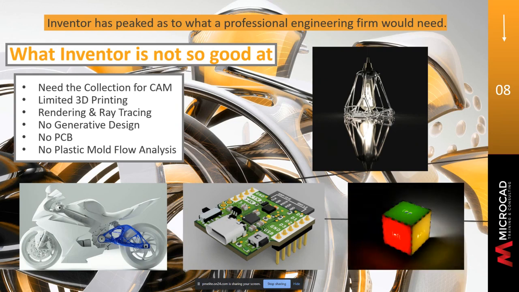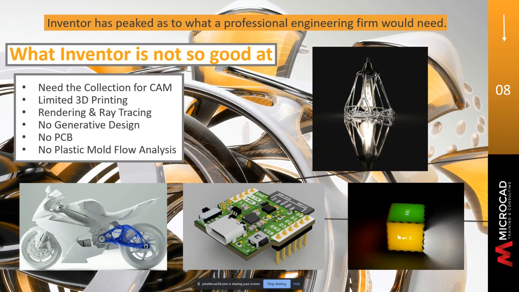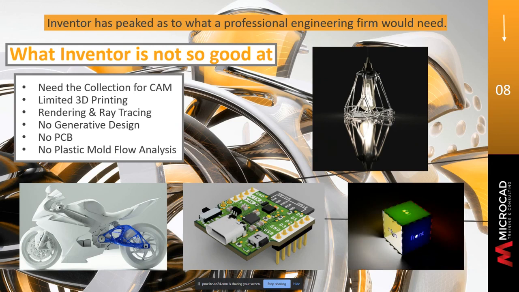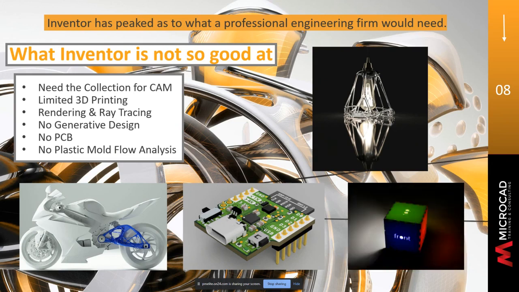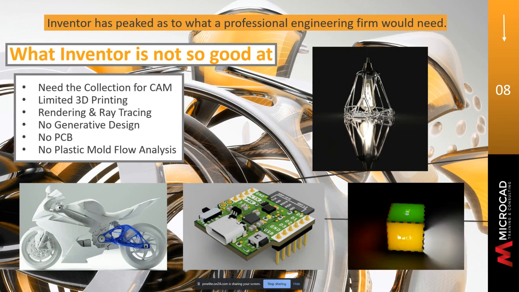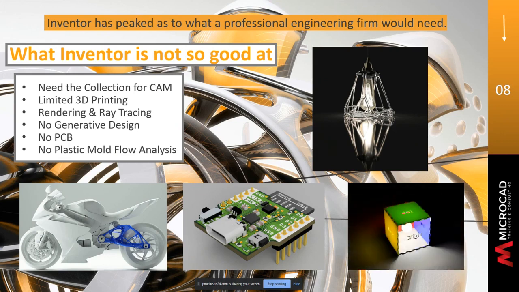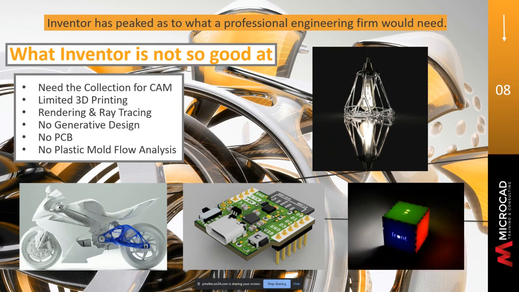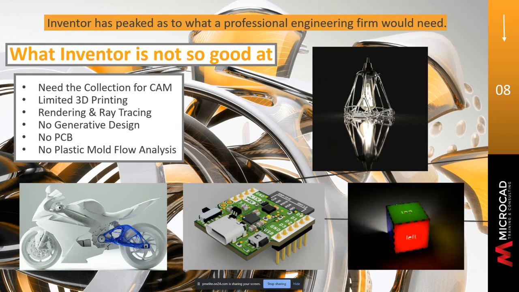So here illustrated are a few of the examples. The motorcycle has a generatively designed swing arm, and there is an example of a printed circuit board and a GIF that kind of shows rendering and ray tracing.